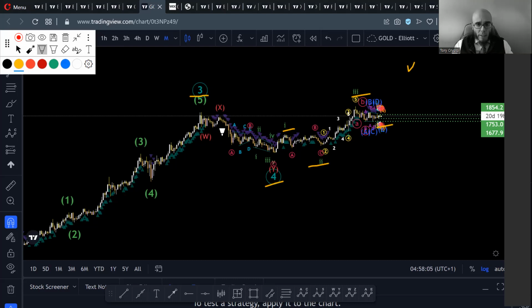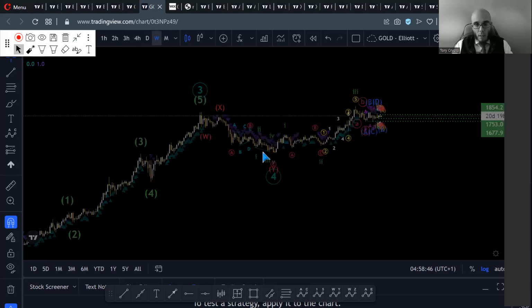I don't want to talk too much about the correction, but as you can see, it was WXY for the correction. And here you have the internals with a triangle in wave B and an ending diagonal in wave C. And now I'm going to zoom in and take a look at the last part of the move. So from wave 2 up to wave 3. I will try to zoom in and get that on the chart.